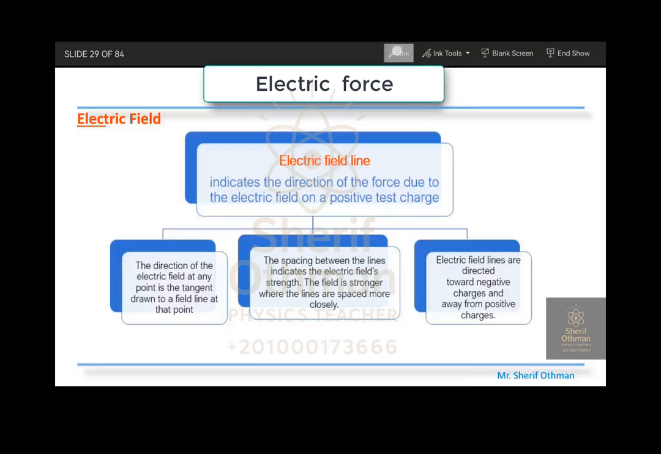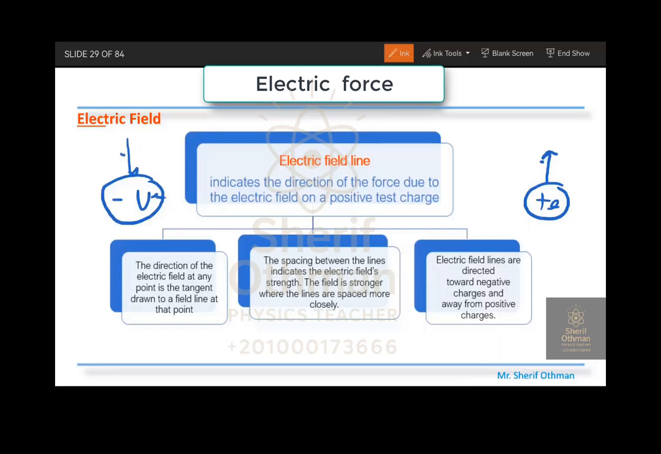So if we have a positive charge and a positive test charge, they're going to repel each other, and the force applied by the main charge, which is positive, will push the test charge away from it. So the direction of the electric field is away from the positive charge. While if we have a negative charge and a test charge, which is positive, it will be attracted to and move towards the negative charge. So the direction of the field will be towards the negative charge.